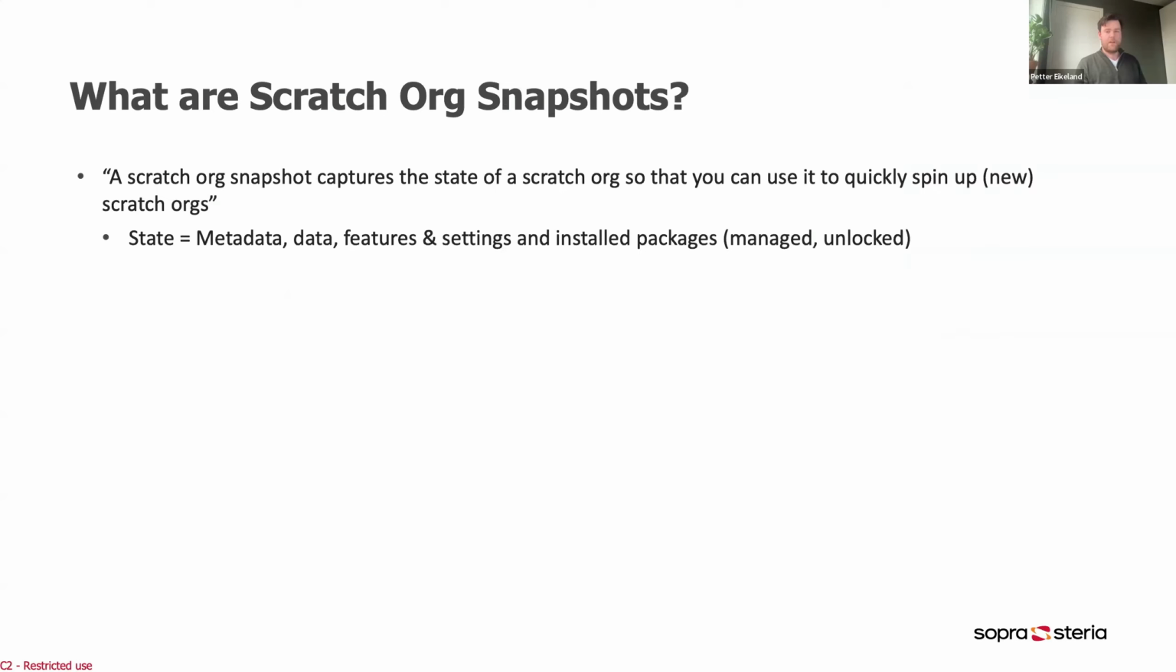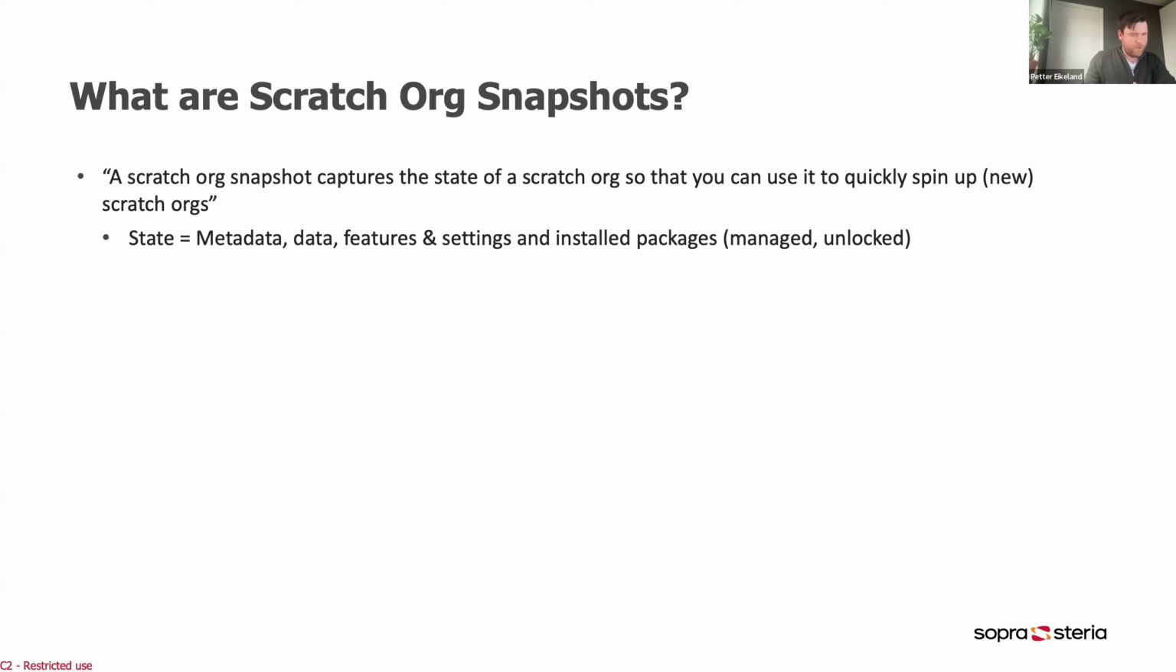So I've taken a short quote from the Trailblazer group for Scratch Org Snapshots. A Scratch Org Snapshot captures the state of a Scratch org so that you can use it to quickly spin up new Scratch orgs. And by state, we mean the metadata, the data, the features and settings, and also the installed packages. And by that, I would usually refer to AppExchange, so our managed or unlocked packages that extend our code base and the functionality of our production org.